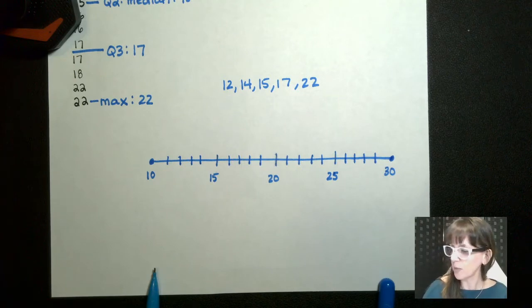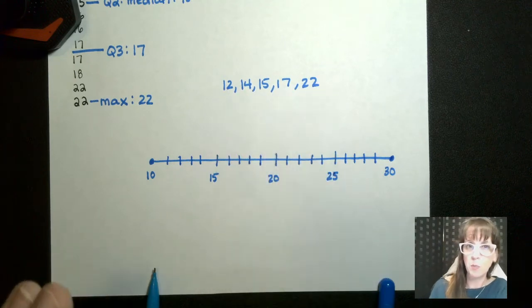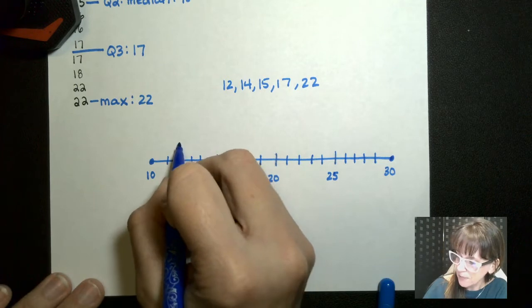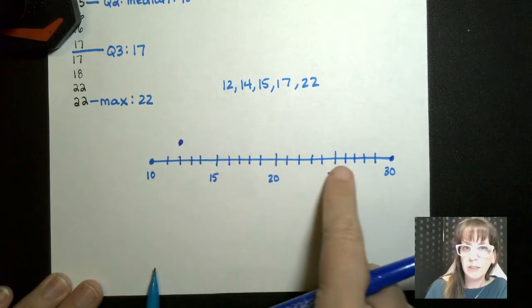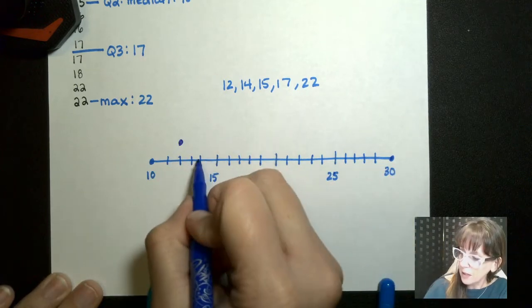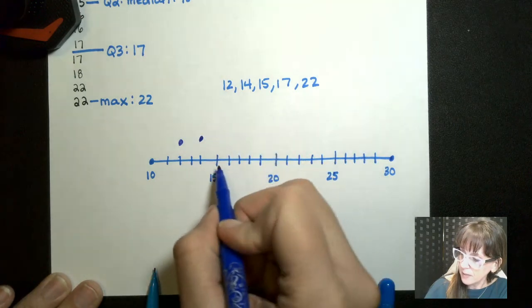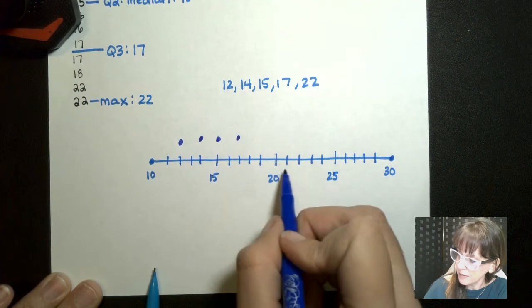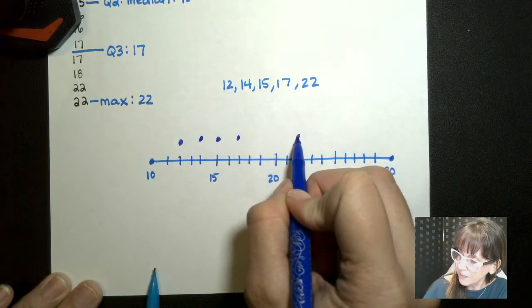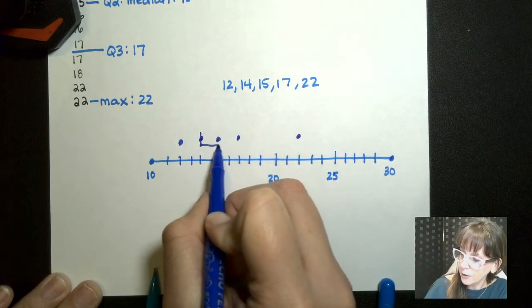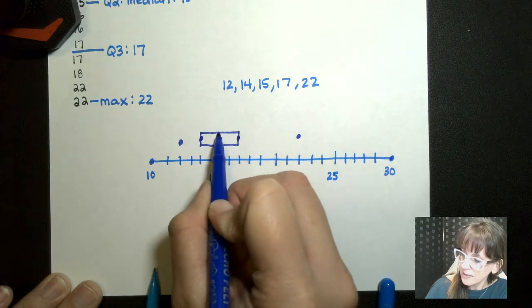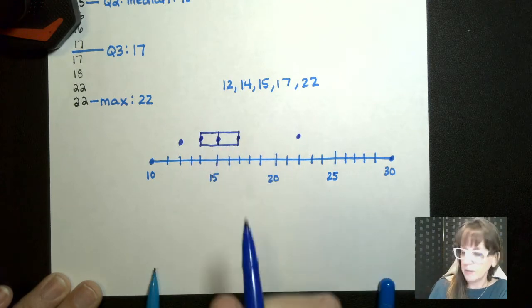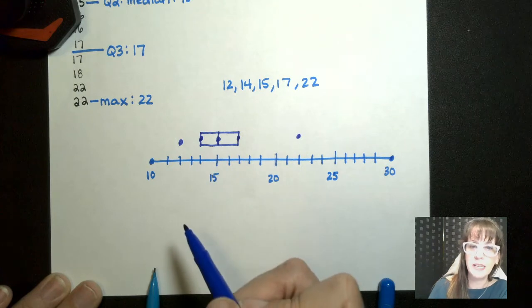And the way we do this is we just mark down each of these points. So 12 is right here. And you don't do it on the actual scale, you do it above it. And then we have 14, and then we have 15, 16, 17, here's 17, and then we have 22, which is all the way out here. Now these 3 in the center are your box. You just go like this, and you put that right in the middle. This middle guy is your median.